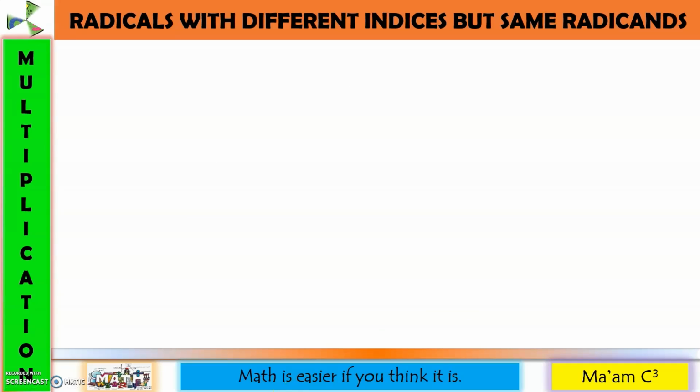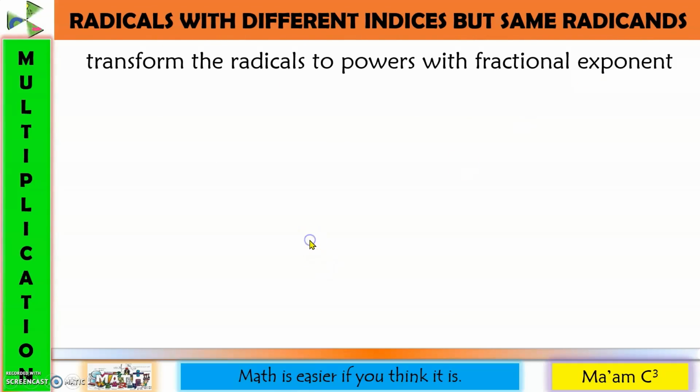This time, we are going to multiply radicals with different indices but same radicands. In here, we are going to transform the radicals to powers with fractional exponent. So let's have number 1, cube root of 3 times square root of 3. So we have the same radicands but different indices. So let's convert this into exponential form.